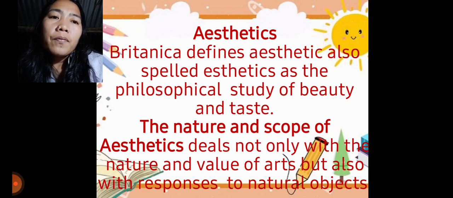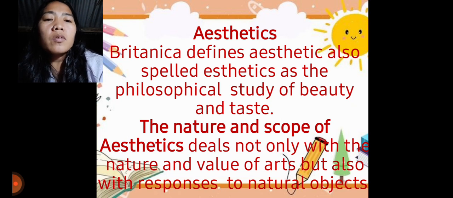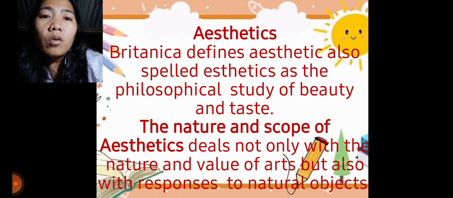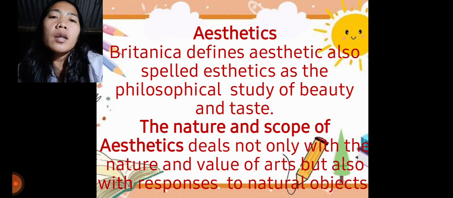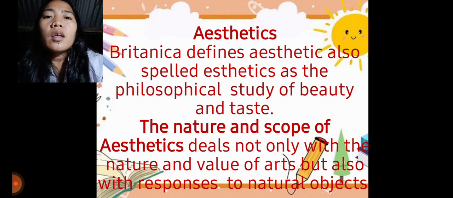Aesthetics. Britannica defines aesthetic, also spelled aesthetics, as the philosophical study of beauty and taste. So, aesthetic is the study of beauty and taste. The nature and scope of aesthetics deals not only with the nature and value of art but also with response to natural objects. So aesthetics is not only about nature and value, but it also responds to the natural objects that we encounter in our everyday lives.